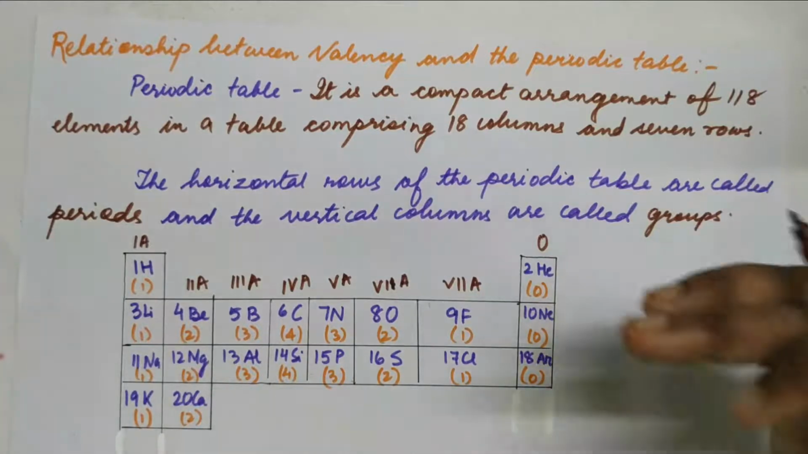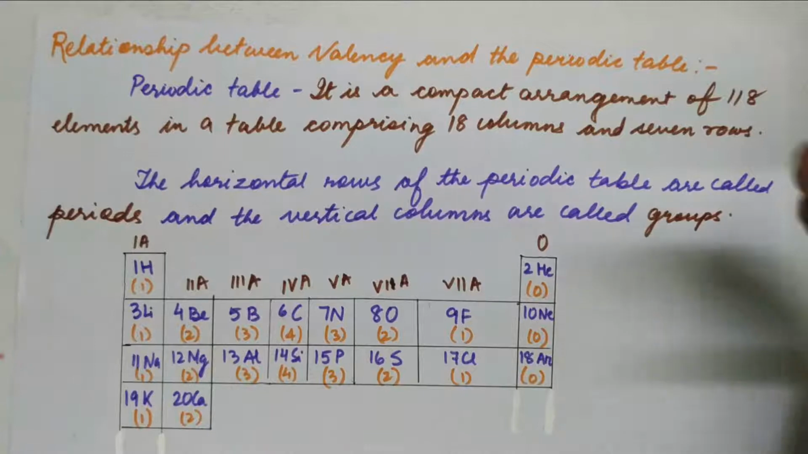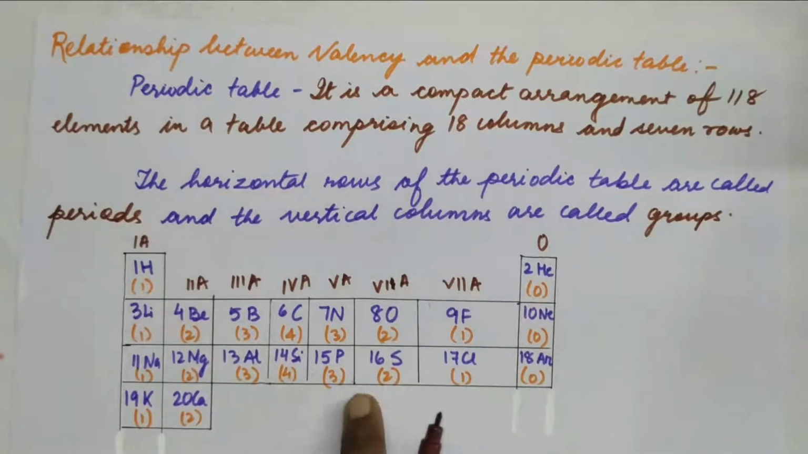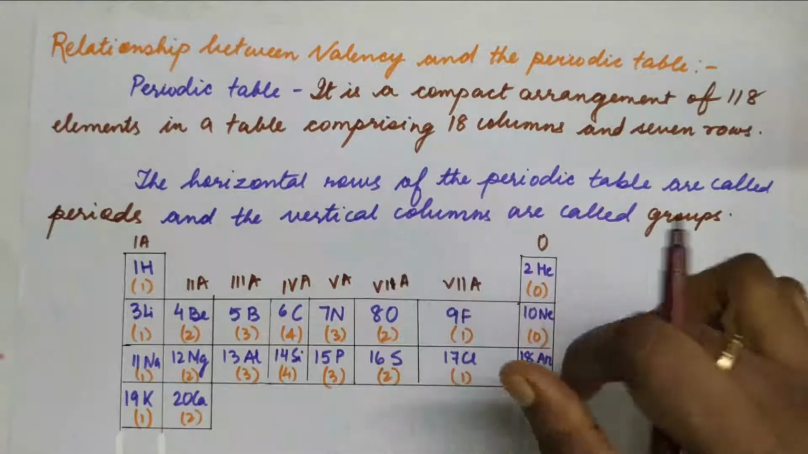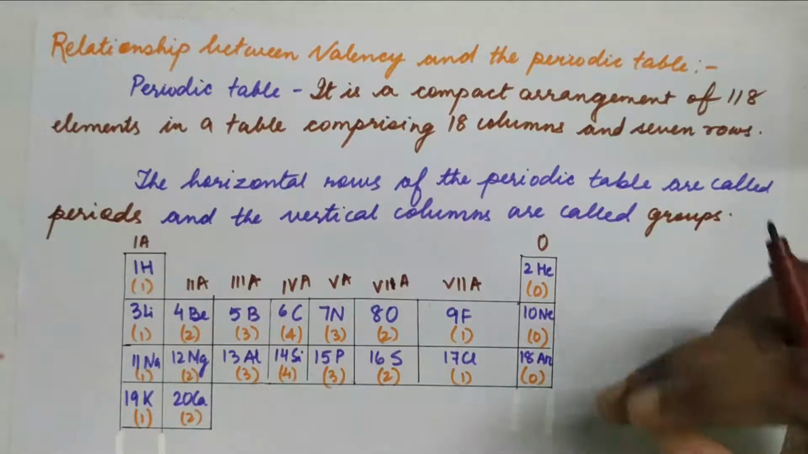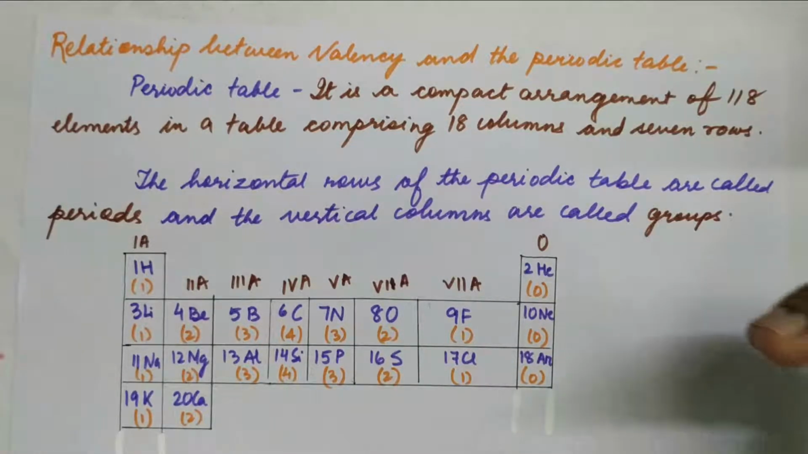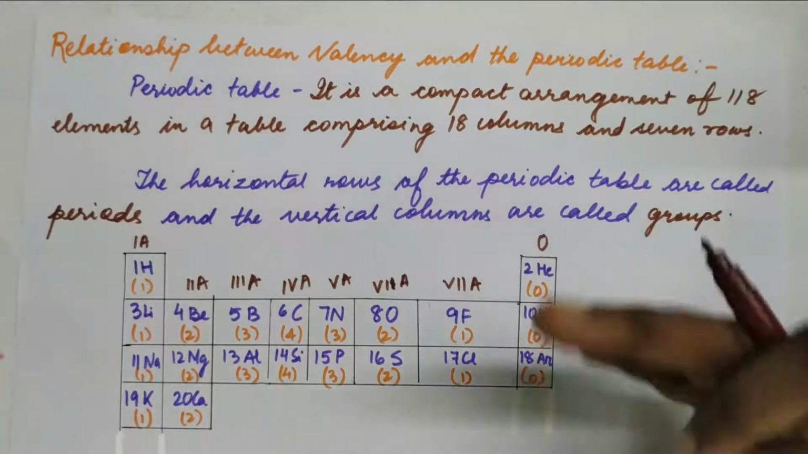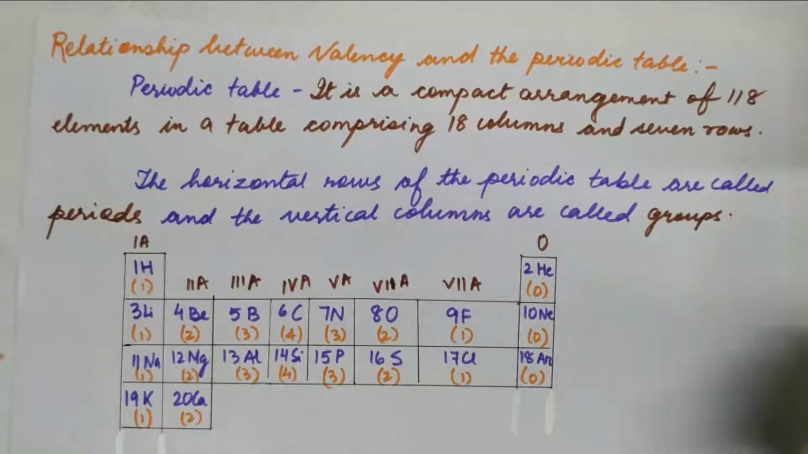So what can we say? I'm just repeating myself that the elements in the same column have the same valency. The ones in brackets in orange, which I've written, are the valency, and they are the same in a column. That also indicates that the physical and chemical properties are found to be quite similar, and so I can say that is the relationship between the valency and the periodic table.